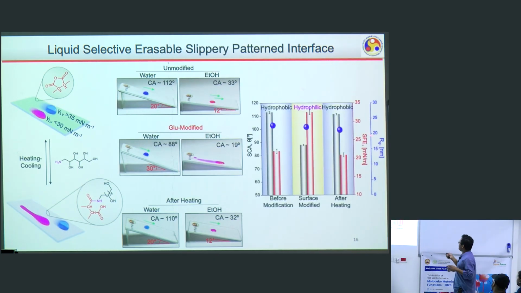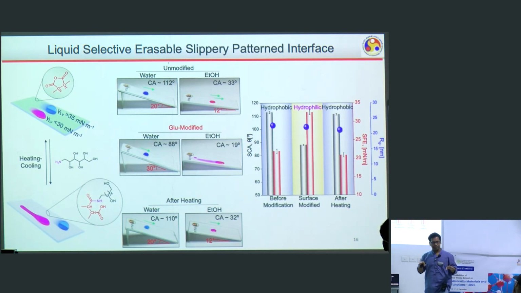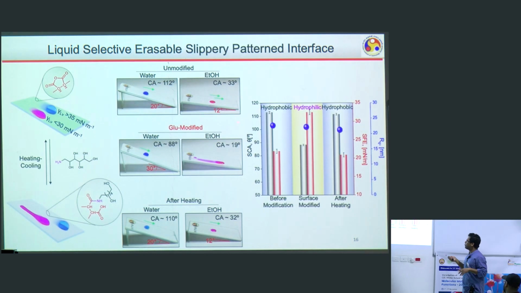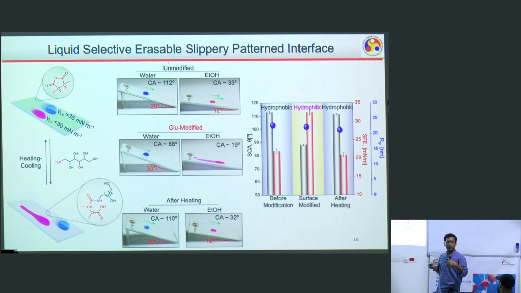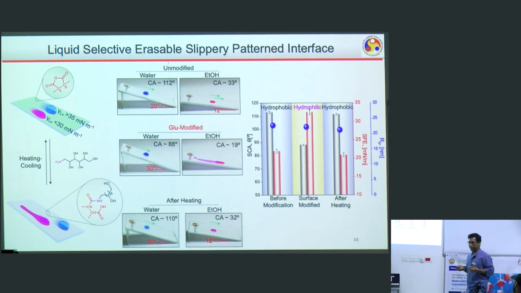Now, if you see the surface free energy and roughness at the same interface, the roughness has no change, whether you did the chemical modification or the phase transition just by melting it and cooling it down. But what is happening? The surface free energy increased to 30 once you chemically modified it, and then it dropped down to around 20 again.